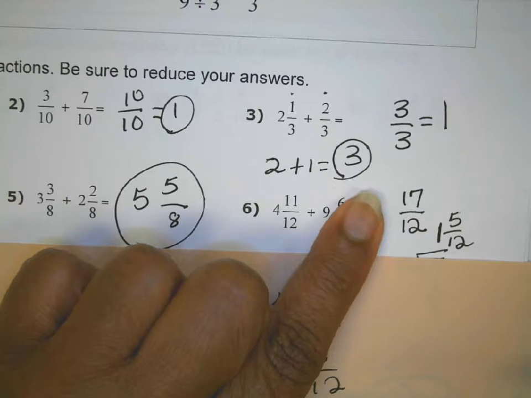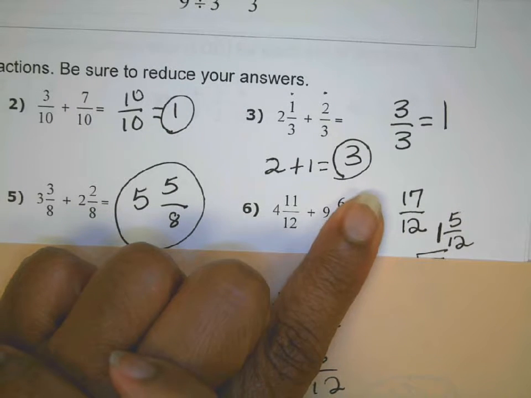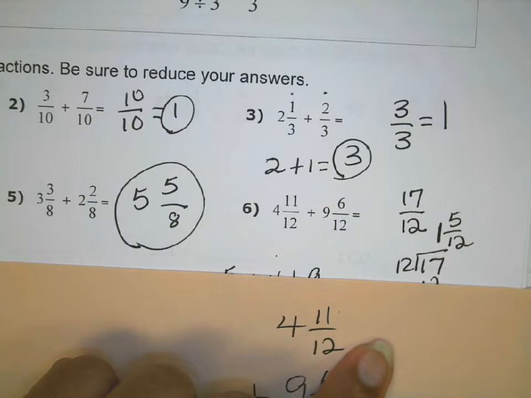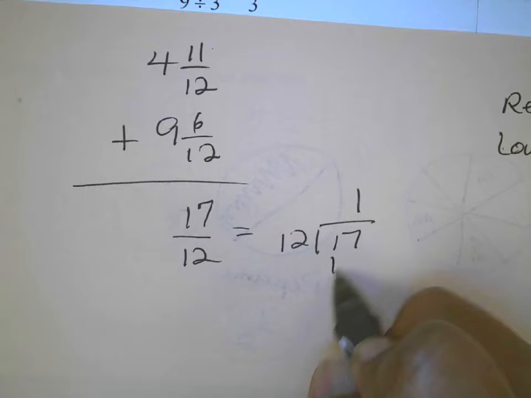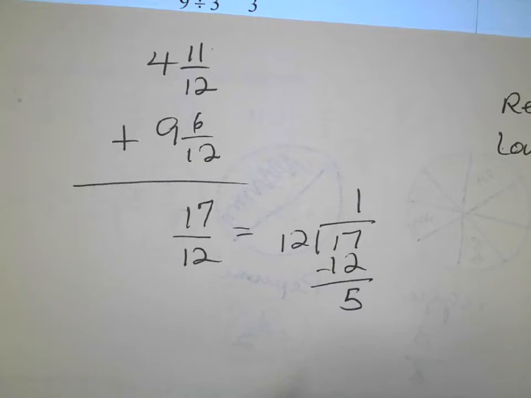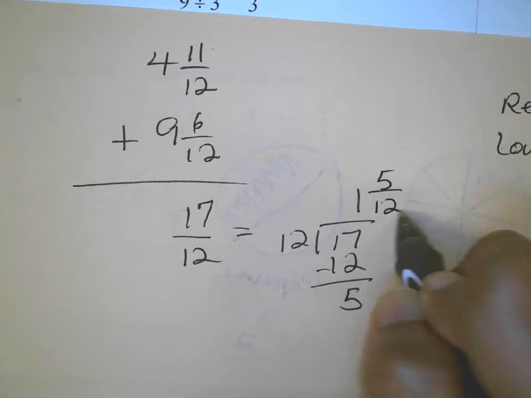17/12. The numerator is bigger. If that numerator is equal to the denominator or bigger, it's improper. And you must simplify it and reduce it down. That's why you had to do it. Okay? So when we do that, we get 1 with 5 left over. So I get 1 and 5/12, right?